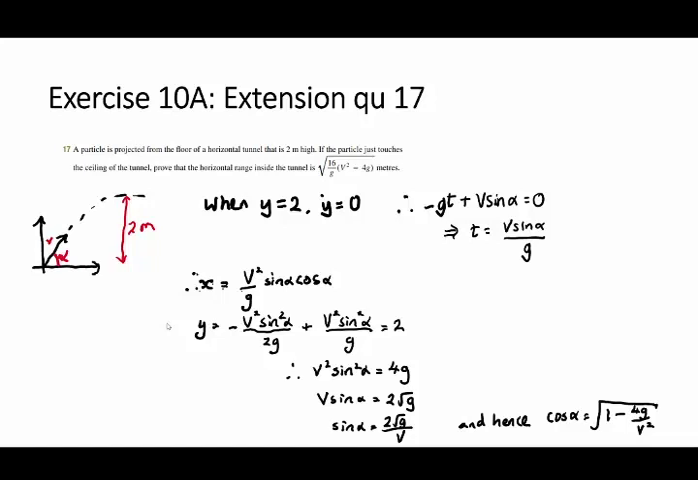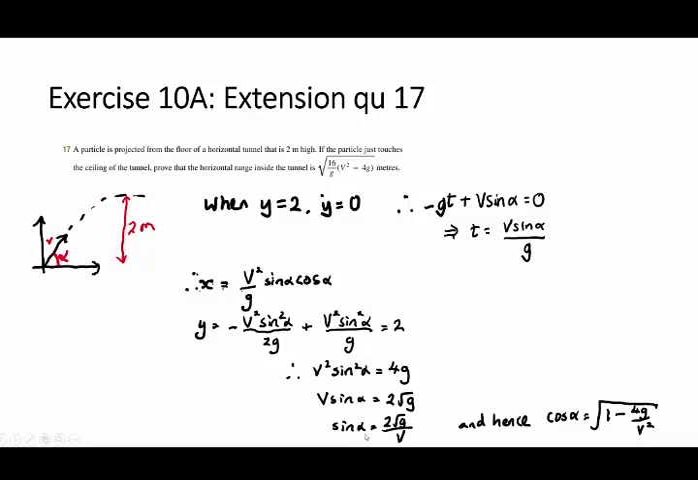And of course, I also want to double that eventually. So let's go back and look at y. So y is my vertical range, and I know that it's equal to 2, and I've found what t is, so I can substitute this t value into my original expression for y. If I do that, I find that I've now got an expression for sine alpha, which is going to be useful in terms of this x that I'm wanting to find here.